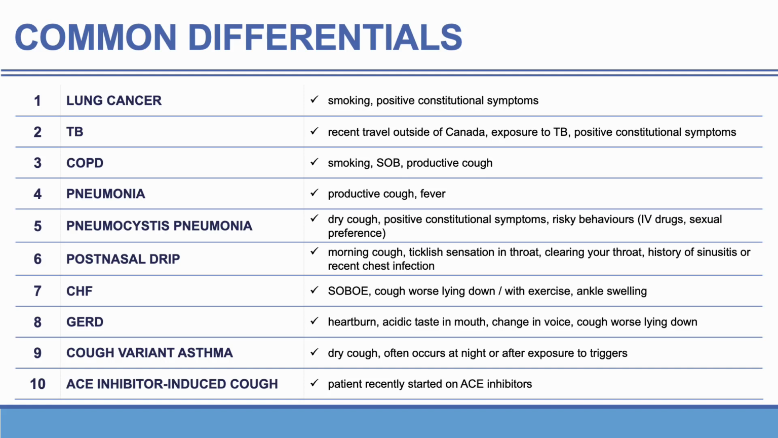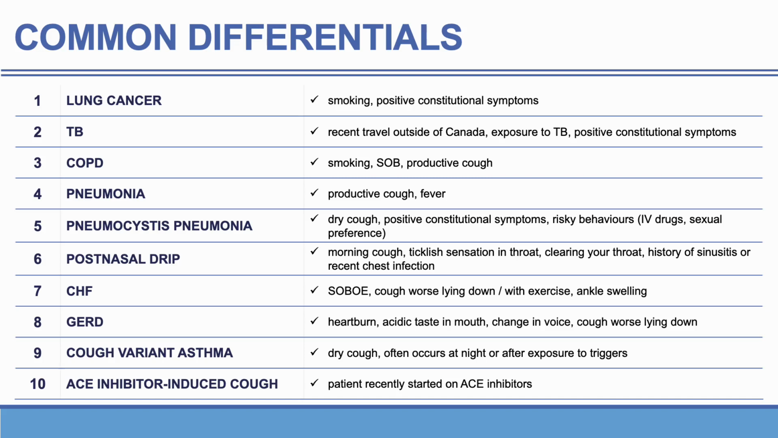So based on all of the questions that you've asked during your history, your patient has guided you towards a diagnosis. So here I've made a list of the more common differentials and some clues in the history that point towards them. So let's go through the differentials. Lung cancer, the patient will be a smoker, current or former, as well as have positive constitutional symptoms. For TB, the patient might have recent travel outside of Canada, or might have had exposure to a TB patient, and have positive constitutional symptoms.